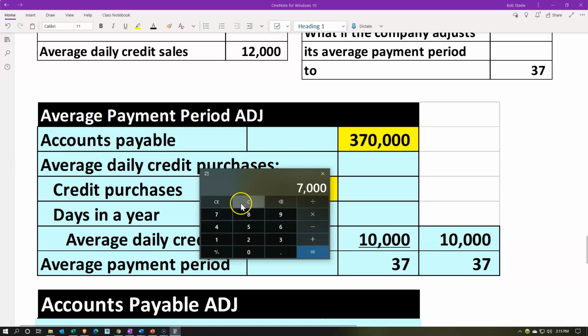Hold on a second. Something funny happened. 10,000 times 37 would be 370,000 average accounts payable. If I take that and double check it by dividing by 10,000, we're going to get back to the 37.